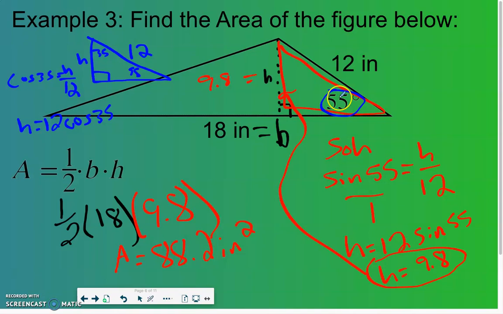The biggest thing is you need to have an angle in order to find a side length, and if you're looking for an angle, we need to have a side length to find it.